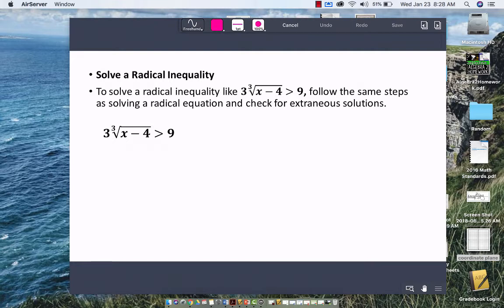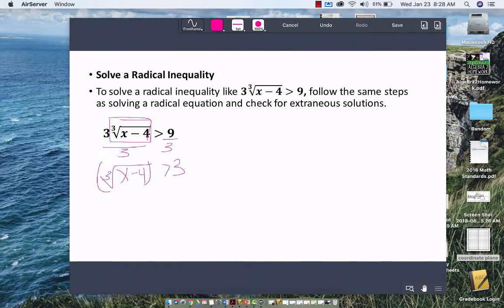When we were solving a radical equation, we always wanted to isolate our radical. So if I'm looking here, this whole chunk is my radical, and I've got to get rid of this 3, so naturally I'm going to divide it from each side. So I have the cube root of x minus 4 is greater than 3.